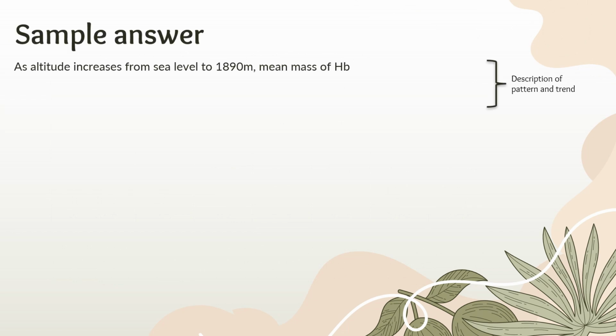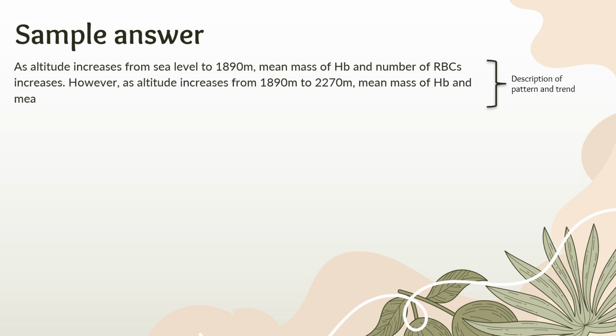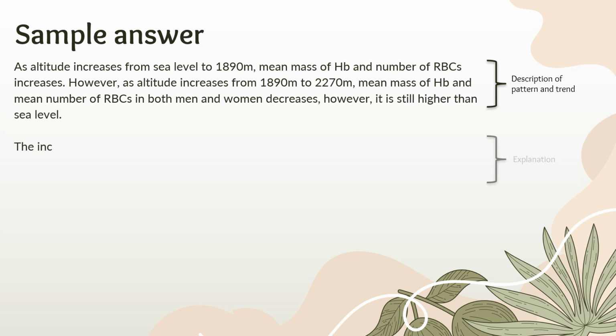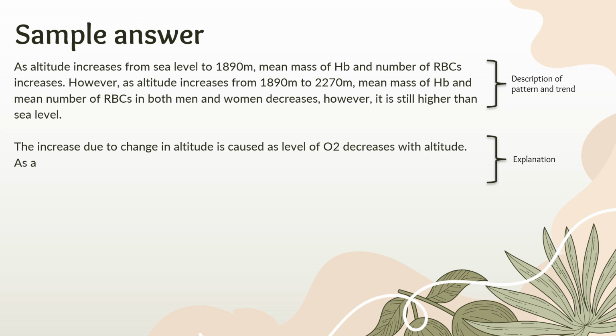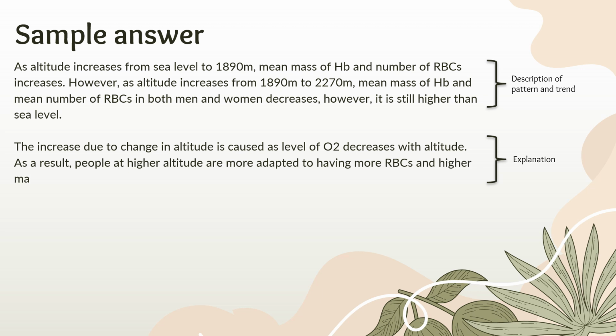As altitude increases from sea level to 1,890 meters, mean mass of hemoglobin and number of red blood cells increases. However, as altitude increases from 1,890 meters to 2,270 meters, mean mass of hemoglobin and mean number of red blood cells in both men and women decreases. However, it is still higher than sea level. This is the description of the trend. Then we move on to the explanation.